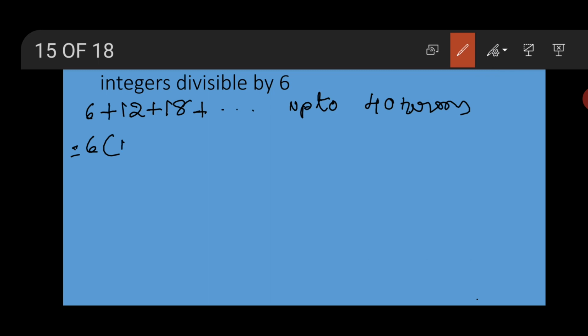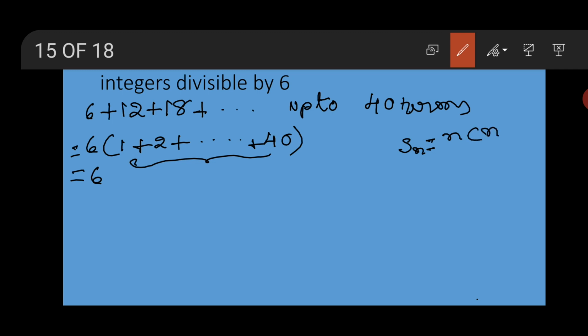We will get 1 plus 2 plus so on up to 40 terms. So here, 6 into, what is this inside the bracket? These are the sum of the first 40 natural numbers. So what is the sum of first n natural numbers? It is given by the formula we already found: Sn is equal to n into n plus 1 divided by 2.